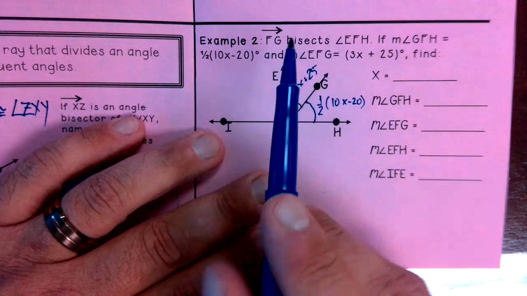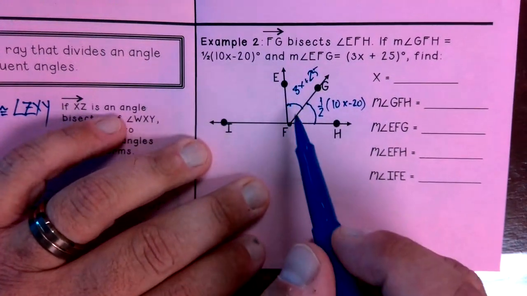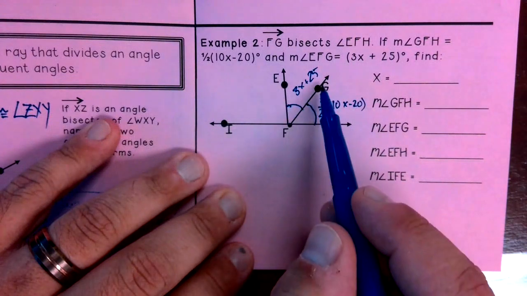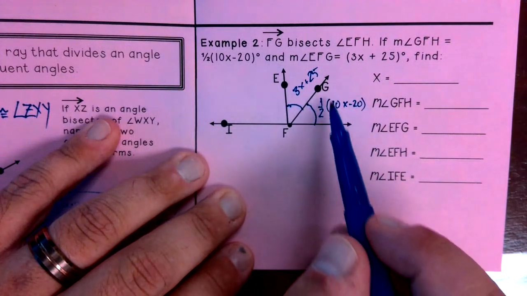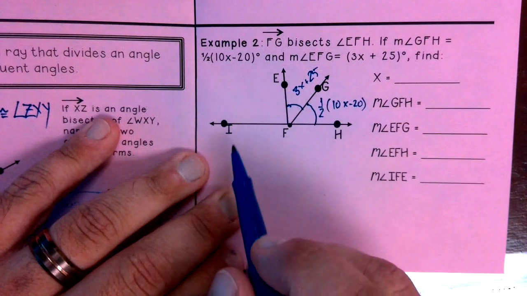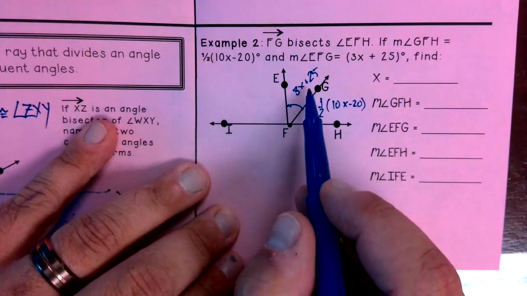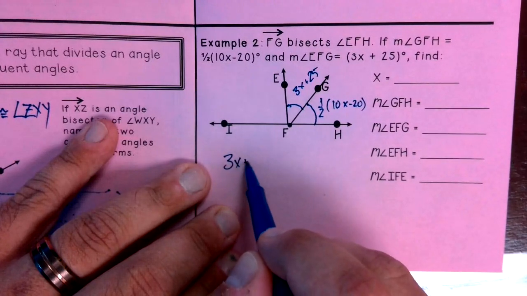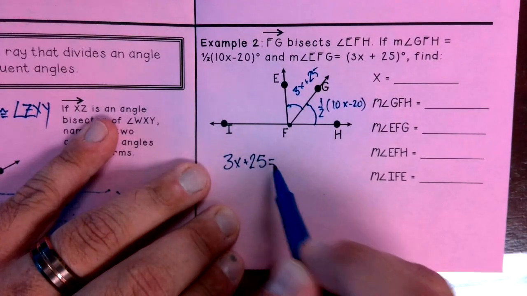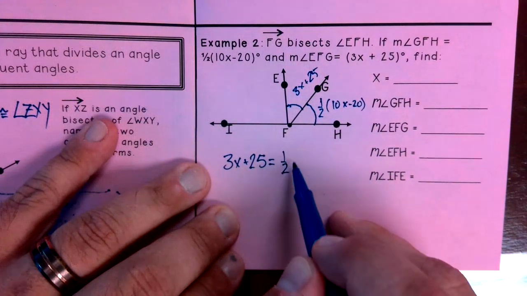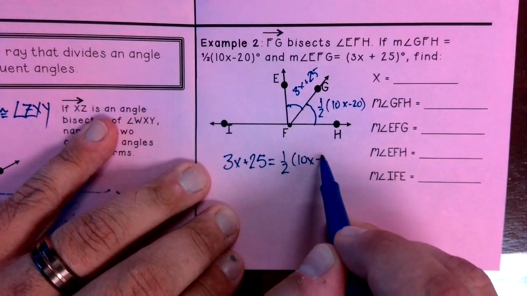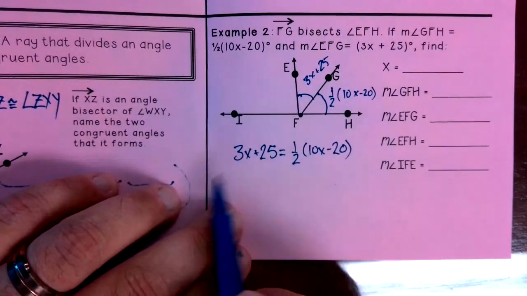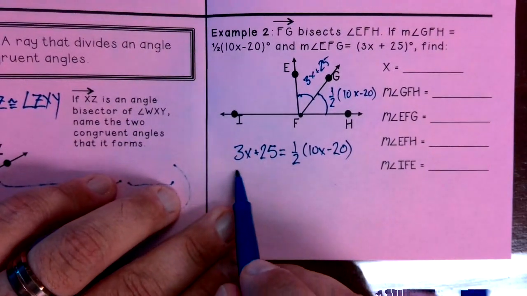Now we just said it bisects. Remember, bisects means cuts in half. So that means these two parts, EFG and GFH, those two things are equal. Those two are congruent. So what I can do is I can just say 3x plus 25 equals 1/2 times 10x minus 20. So I use our geometry to set up the equation. Then I just do all of our algebra.